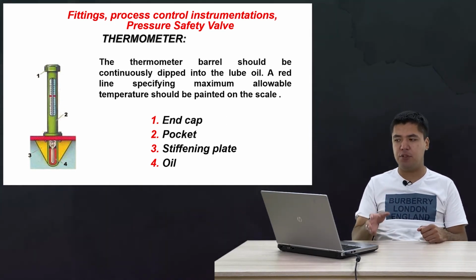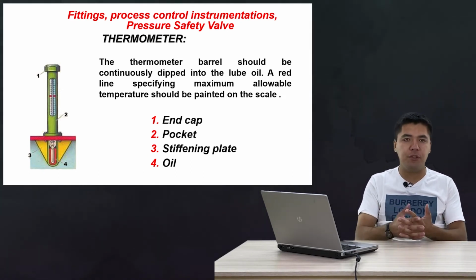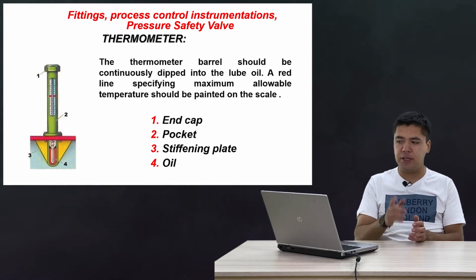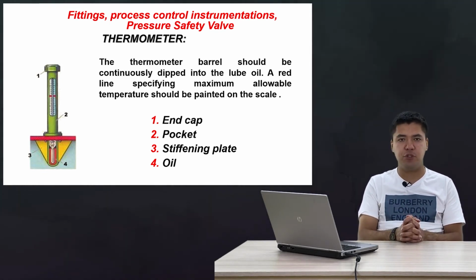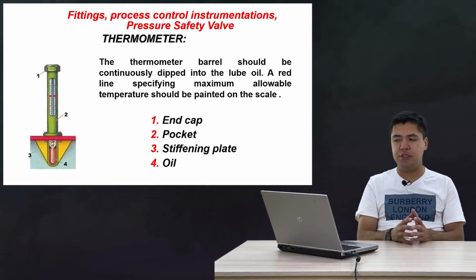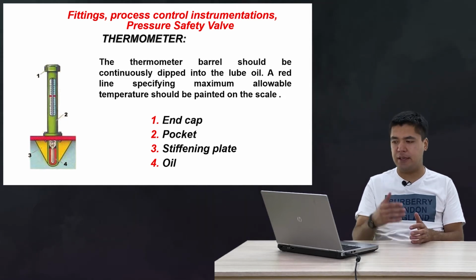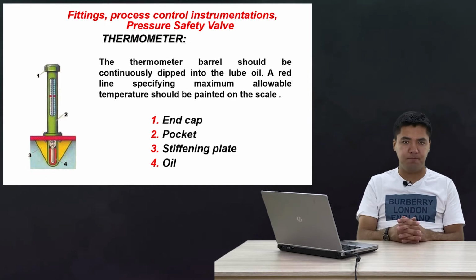The thermometer barrel should be continuously dripped into the lube oil, or let's say car or vehicle oil. Then a red line specifying the maximum allowable temperature shall be specified, or let's say painted, on the scale. And thermometers need to have the next details: end-up caps, pockets, stiffening plate and oil.